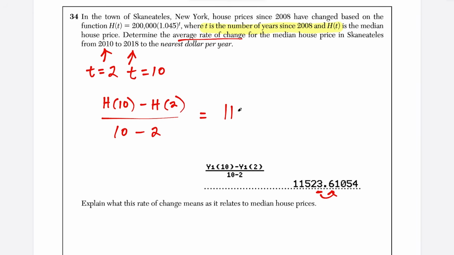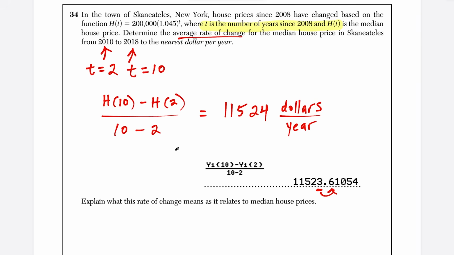So we have 11,524. And we don't actually have to write the units in here like this. We can, though, if we want to. They told us that the units at the end are going to be dollars per year. So I could just say dollars per year off to the side like this. So dollars and then per year. So this would give us the full credit for the first part of the question.